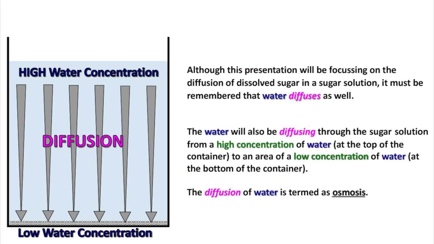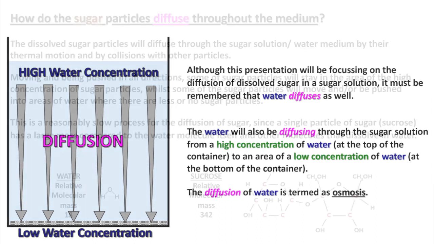Although this presentation will be focusing on the diffusion of dissolved sugar in a sugar solution, it must be remembered that water diffuses as well. The water will also be diffusing through the sugar solution from a high concentration of water at the top of the container to an area of low concentration of water at the bottom of the container. The diffusion of water is termed as osmosis.